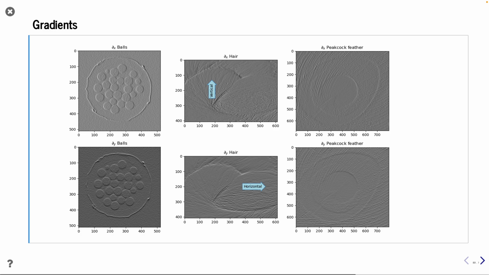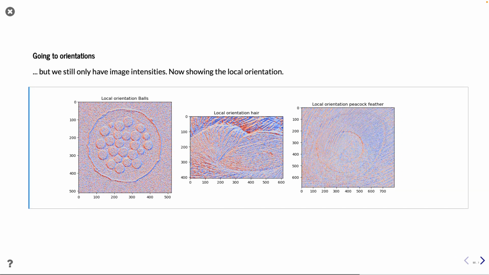And the first approach would actually be to look at the gradients. We have already seen that. If you look at the gradient, this one, you can see the typical bright and dark flip. In the hair, it's a little bit difficult. It's more complicated. Also in the peacock feather, you can see this dark, bright ripple. Depending on which gradient you use, you can see the vertical structures, you can see the horizontal structures. So in principle, the gradient is the right way, but the question is how robust we can make them.